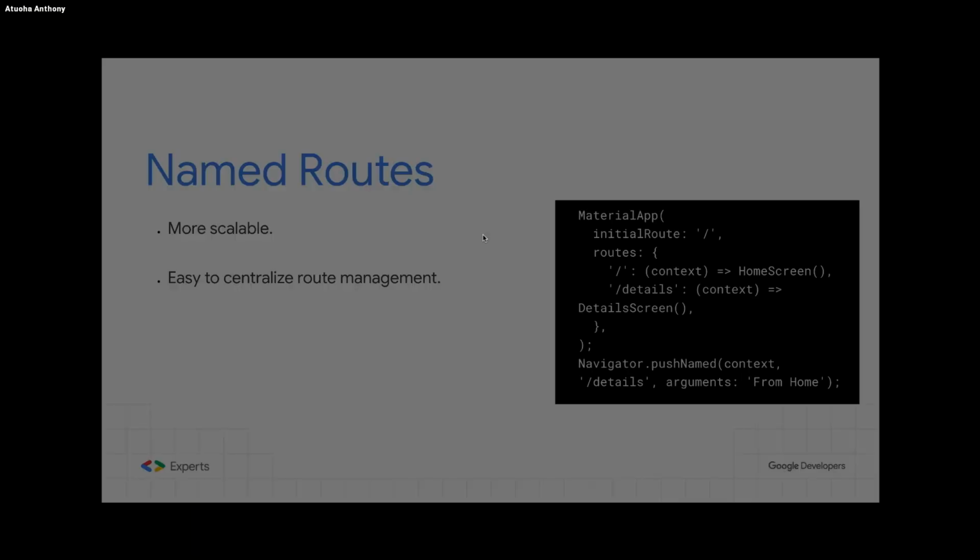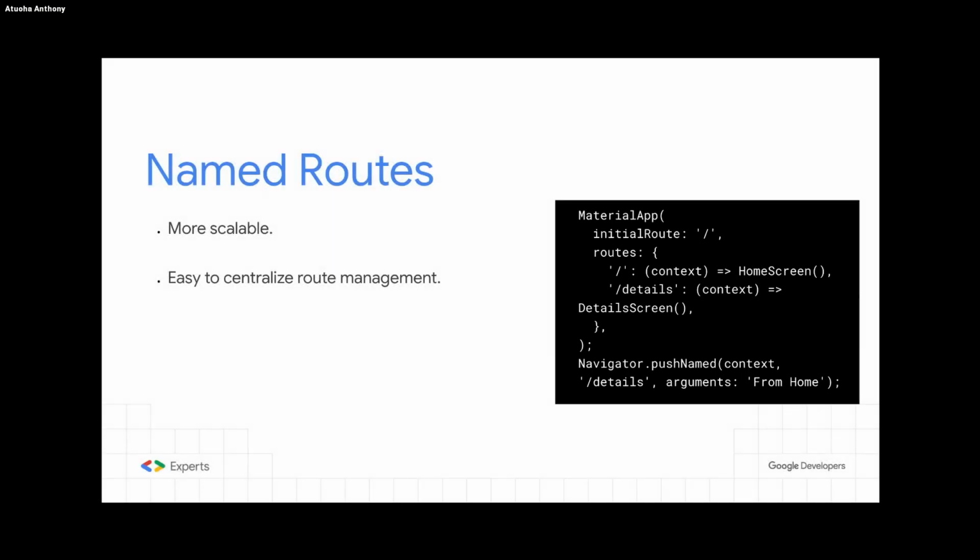So the next slide is named routes. Named routes are more scalable, and it is also very easy for you to centralize your route management. So now you're not just building a two-screen app, you're building possibly an e-commerce app where you have a product screen that lists the items a particular vendor is selling, and when you click on one, it takes you to a particular detail screen, and you want to be passing possibly an ID of that particular product.